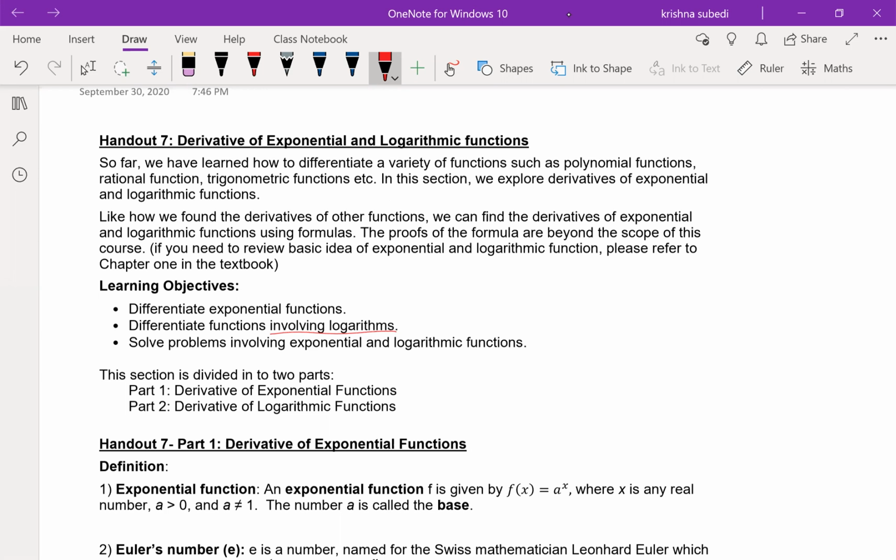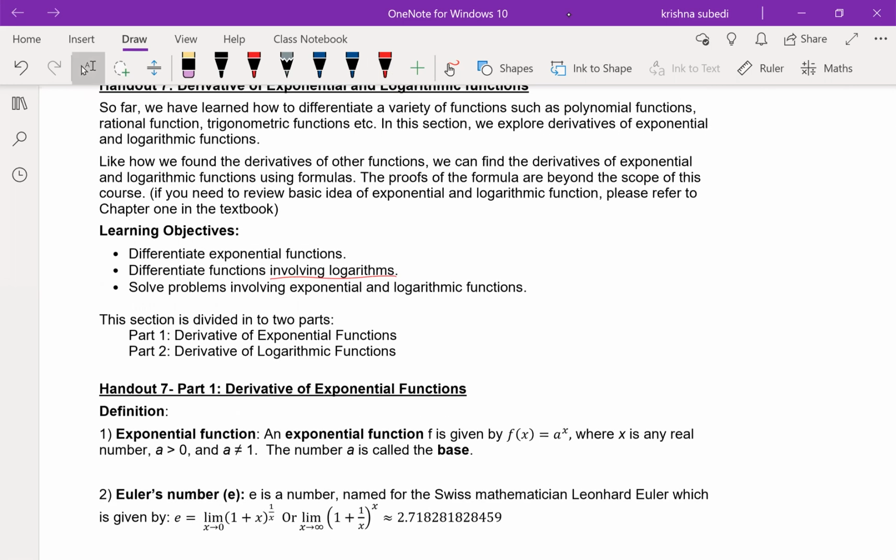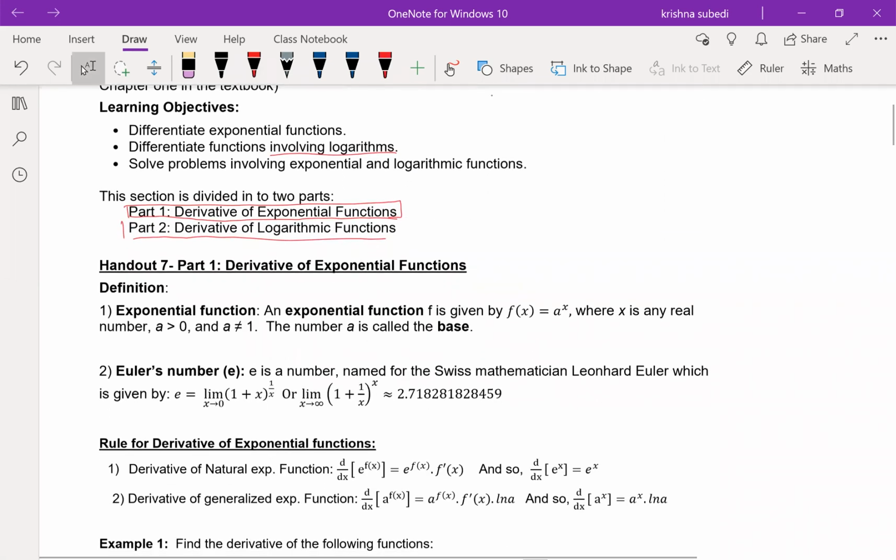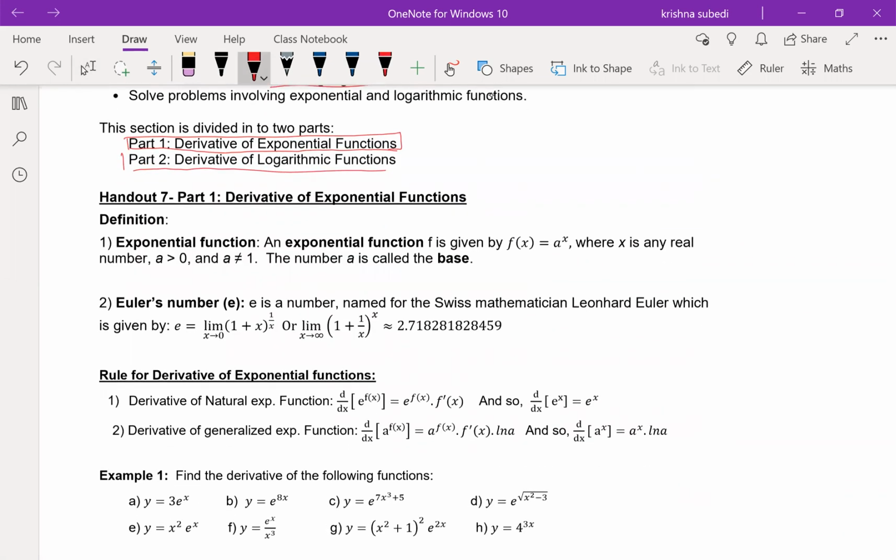Okay. I divided this section into two parts. Part 1 is derivative of exponential functions and part 2 is derivative of logarithmic functions. So today we will focus our attention on part 1 only. I don't think we'll have enough time to work on part 2. So today our focus is to find the derivative of exponential functions, and in our next class we'll find the derivative of logarithmic functions. All right, so let's work on part 1, derivative of exponential functions.